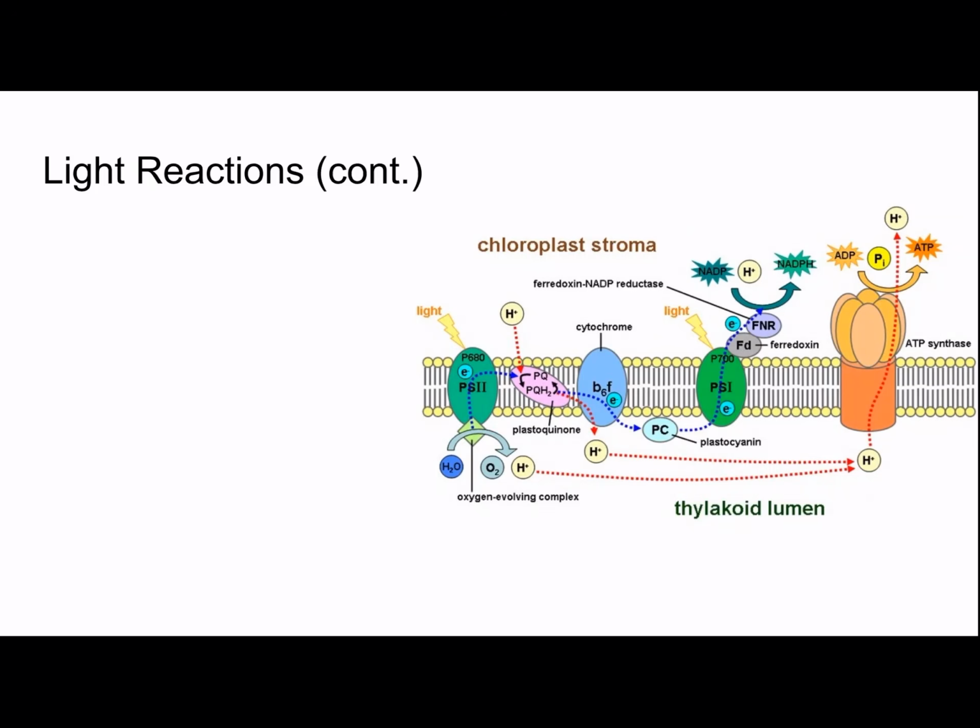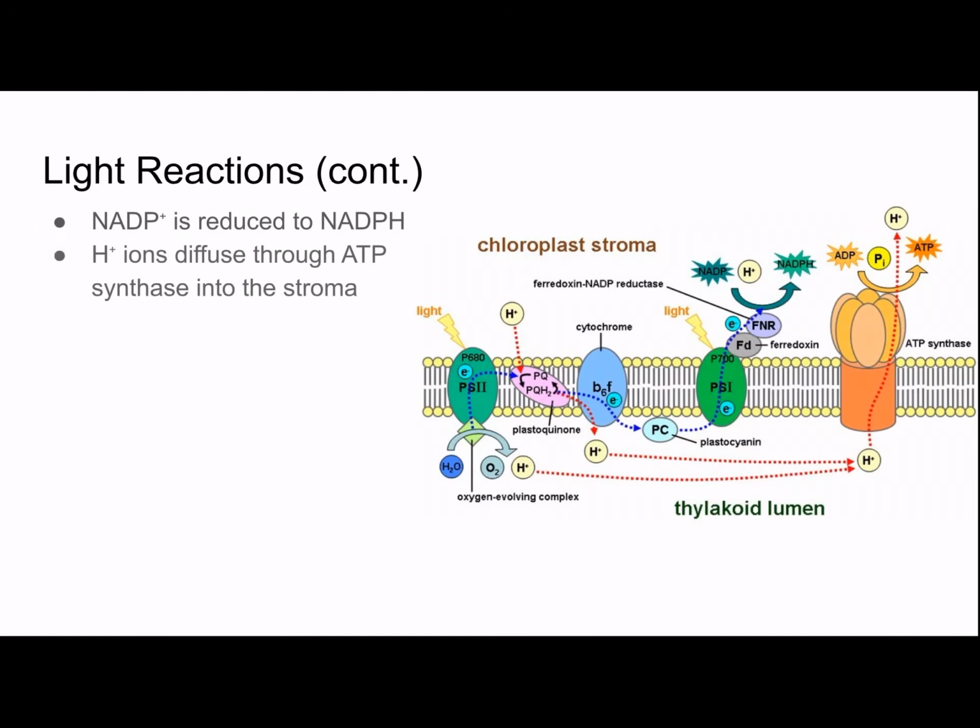NADP plus is reduced to NADPH. Hydrogen ions will diffuse through ATP synthase into the stroma, and that diffusion will power ATP synthesis. NADPH and ATP are important because they'll be needed in the Calvin cycle. And what we talked about was non-cyclic photophosphorylation, because it's not a cycle, it's one thing to the next.